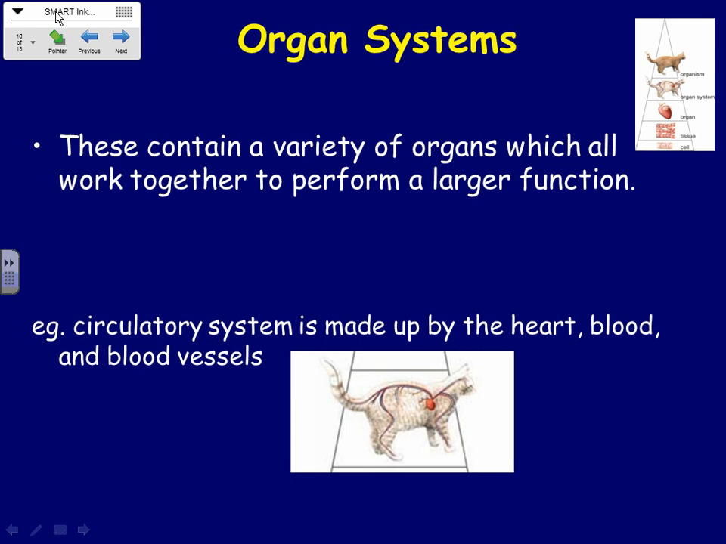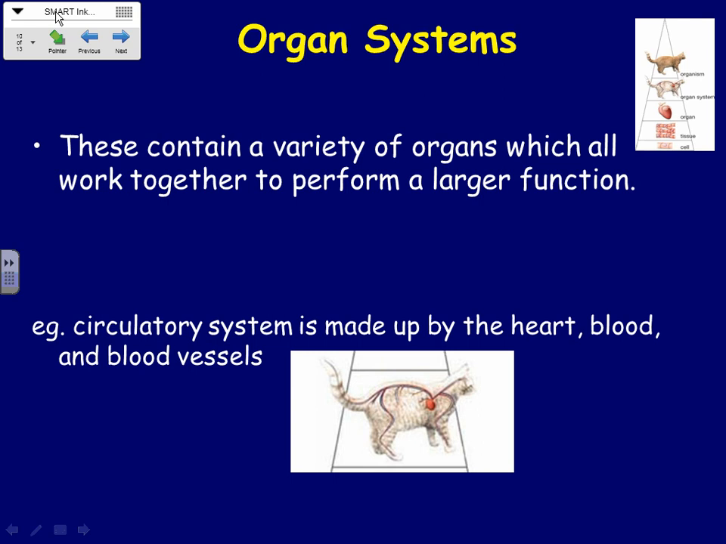These contain a variety of organs, all of which work together to perform a larger function. Example, the circulatory system is made up of the heart, which is an organ, obviously, the blood as connective tissue, blood vessels, veins, arteries, capillaries, all that good stuff. And we will talk about how they function. So we will talk about tissues and organs and systems all together as one.